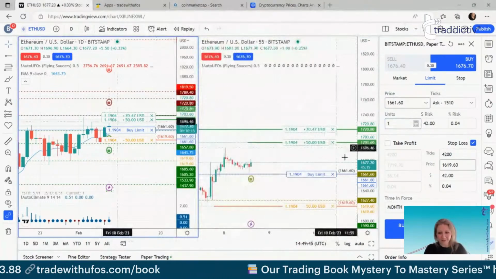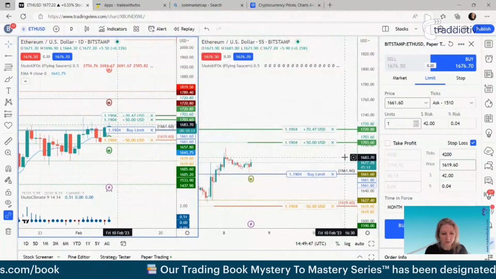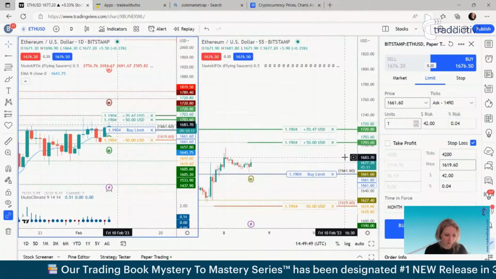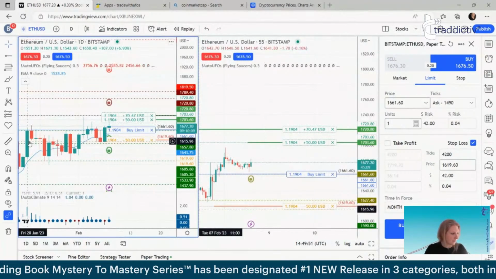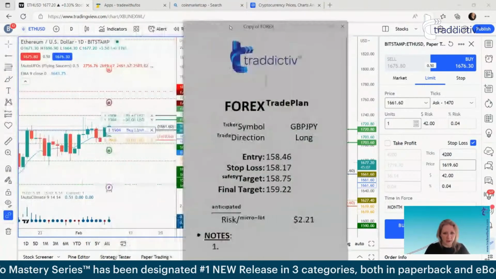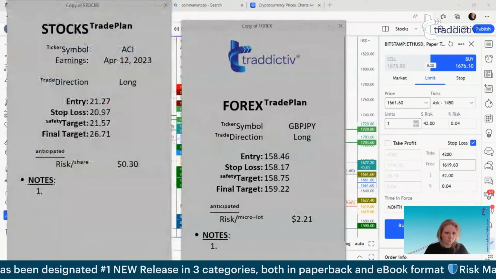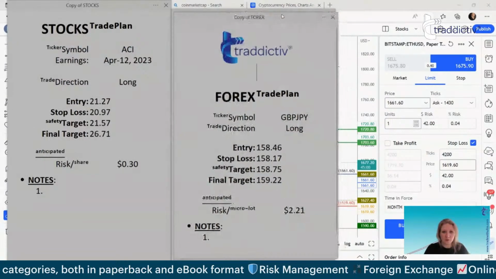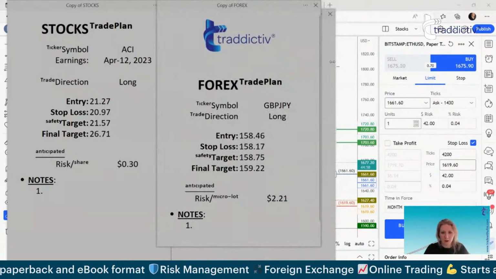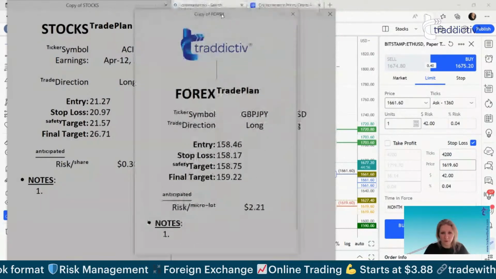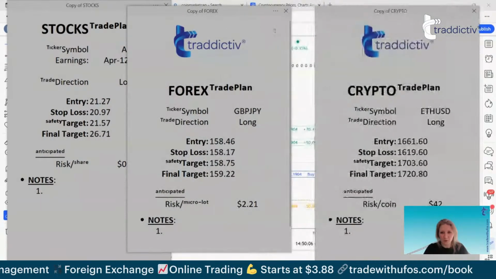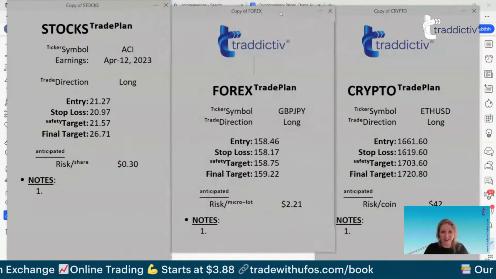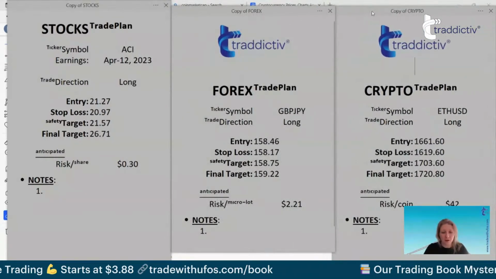Okay, so we have now put in 3 different trades on 3 different asset classes. I'm going to bring them up so we can see them all. So we had a stock one. There we go, good. So we had stocks, Forex, and crypto. I'll just move the crypto one over. These were the 3 trades that we put on today. Again, different asset classes, different time frames.